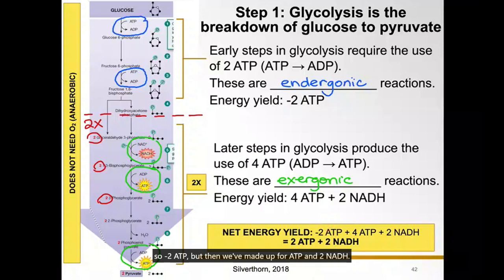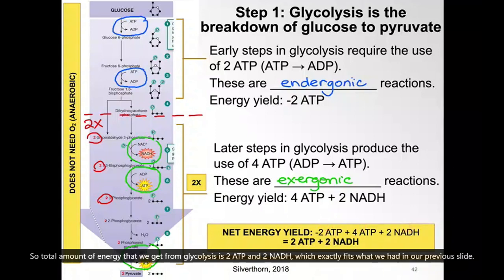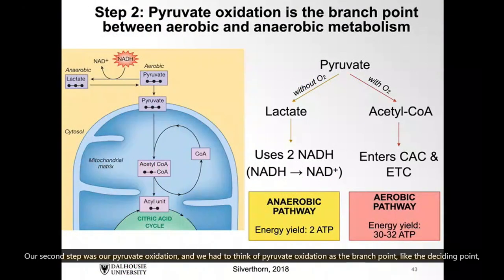But then we've made up 4 ATP and 2 NADH. So the total amount of energy that we get from glycolysis is 2 ATP and 2 NADH, which exactly fits what we had in our previous slide. So hopefully that helps you understand a little bit more where the ATP and the NADH are coming from in glycolysis. Our second step was our pyruvate oxidation.